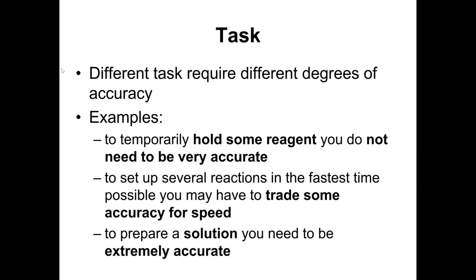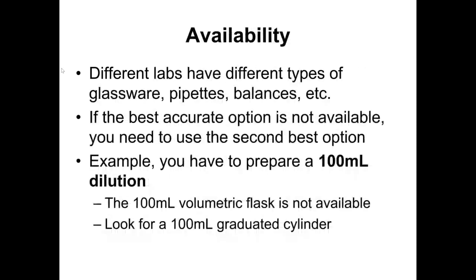Or if you have to go fast, you might use something that's accurate enough. Say you have to deliver something into several test tubes, as you'll see later in the example. You don't want to do one measurement at a time for every test tube. You might do one measurement and then use that one to deliver into all the test tubes. So you trade a bit of accuracy for speed.